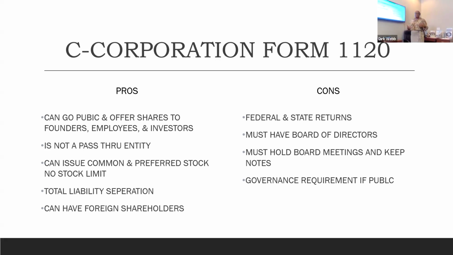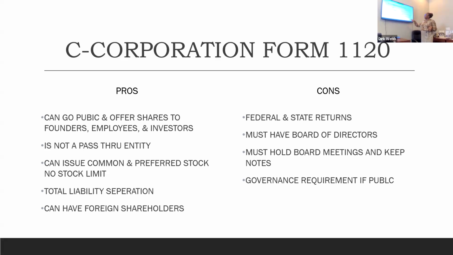The pros is that you can go public and sell your shares on the stock market. You can offer shares to founders, employees, investors. It is not a pass-through entity, so the bottom line profit or loss does not roll over to your personal. It's totally separate. So if you owe tax on your 1120 form, you pay that tax. You don't have to do this tax return first before you do your personal. Your personal can be done regardless of whether this one is done or not.